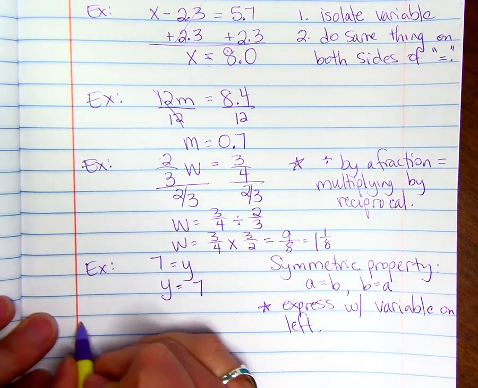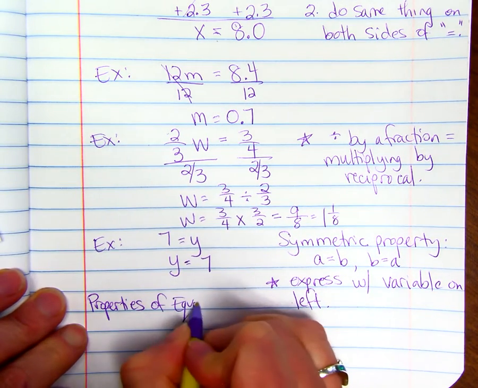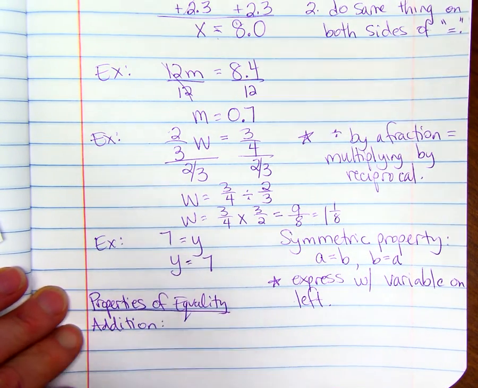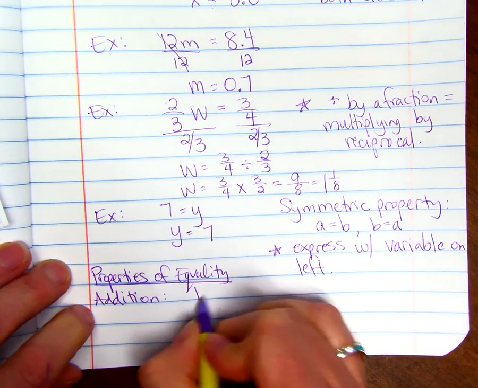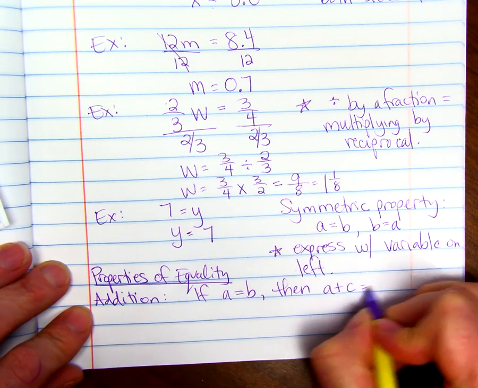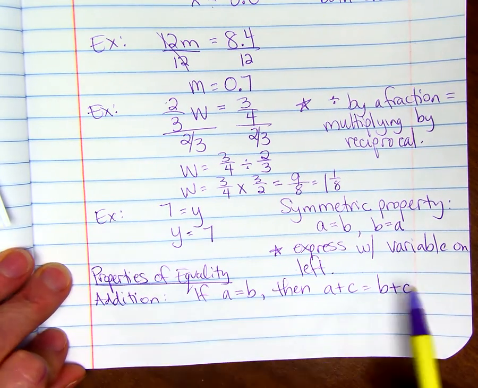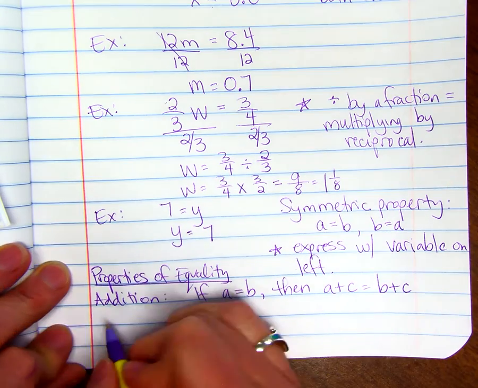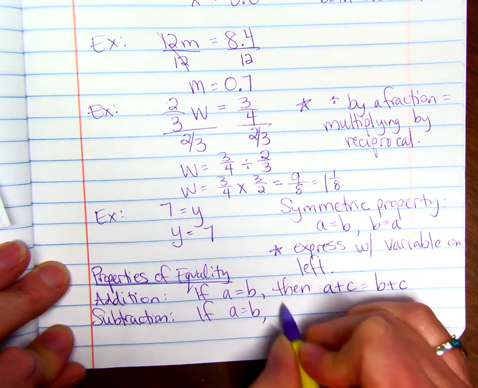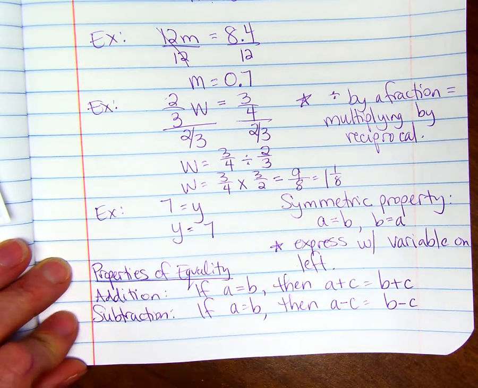So here are some properties of equality. There are several of them. One is the addition property of equality. And that just states if a equals b, then a plus c equals b plus c. That just means if we add the same amount to both sides, they're still going to be equal. So in this case, c is the same amount. We add it to both sides. There's a subtraction property of equality, which just says if a equals b, then a minus c equals b minus c. So we can subtract the same amount from both sides.